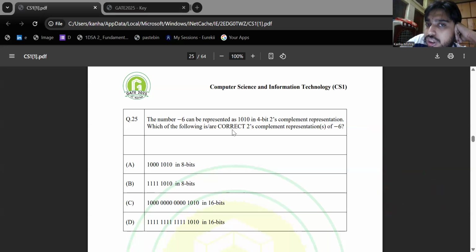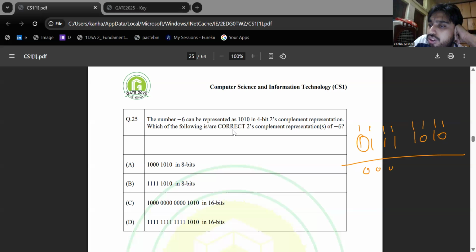Let's try option B. Option B is 1 1 1 1 1010. MSB 1 is negative. Let's decode it. So if I invert this, it will be subtracting from 1 1 1 1 1 1 1 1 in 8 bit. If I start subtracting it out, then it will be 0 0 0 0 0 1 0 1. Okay, good enough. I subtracted it out.